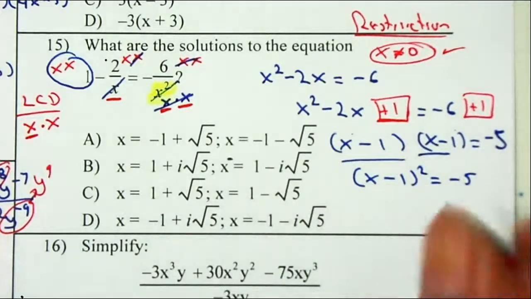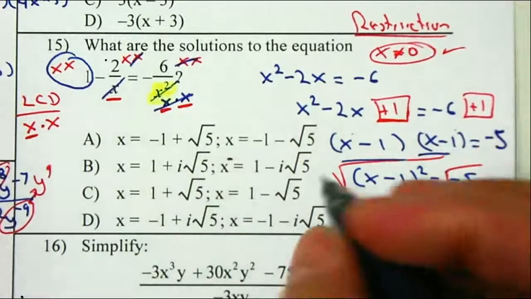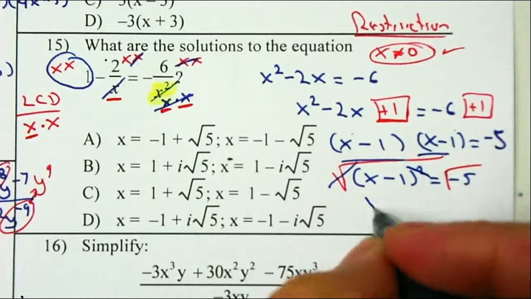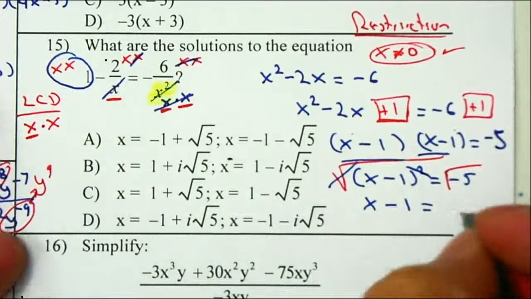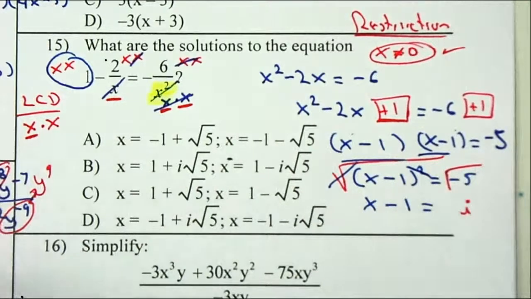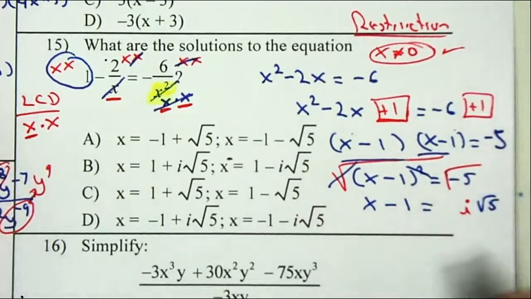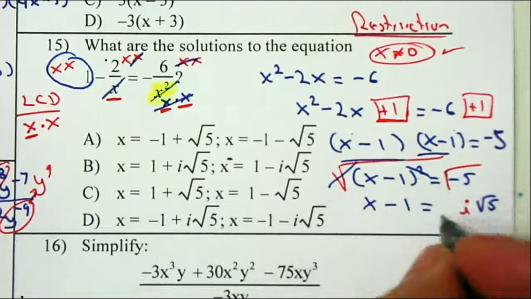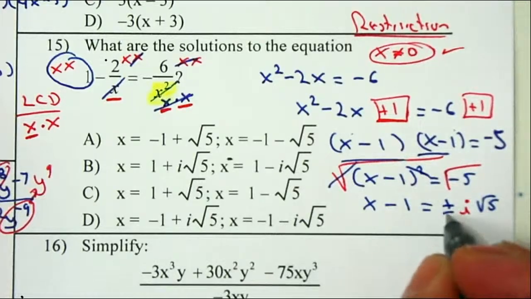Now to get rid of the square, I'm going to take the square root on the left and on the right. So therefore I have an x. The square root and the square cancel. I have x minus 1 is equal to. I notice that there's a minus inside the square root, so therefore I need to have an i. I cannot simplify the square root of 5, but also, what did I forget? Whenever we take the square root on both sides, I'm going to have a plus or minus, one positive and one negative.